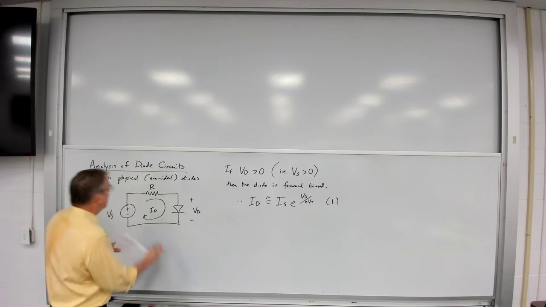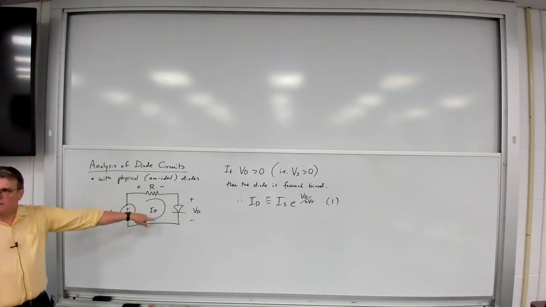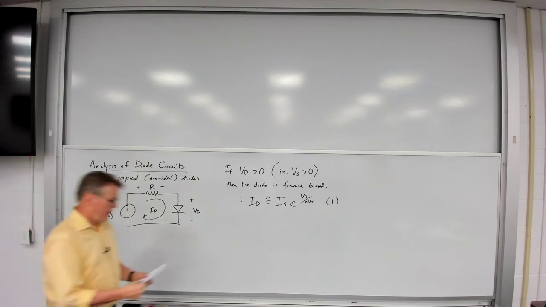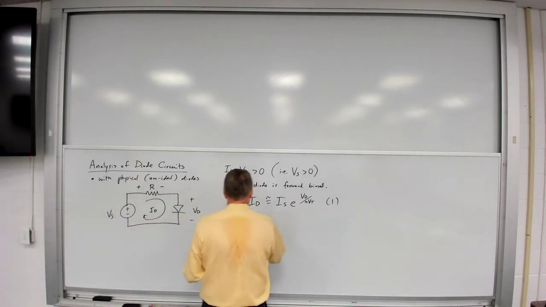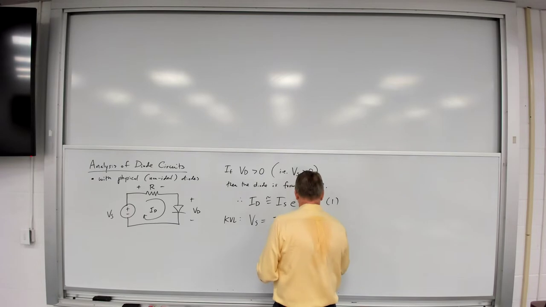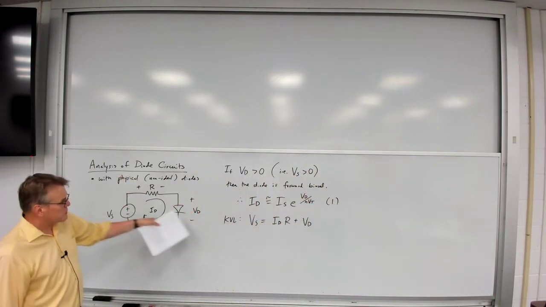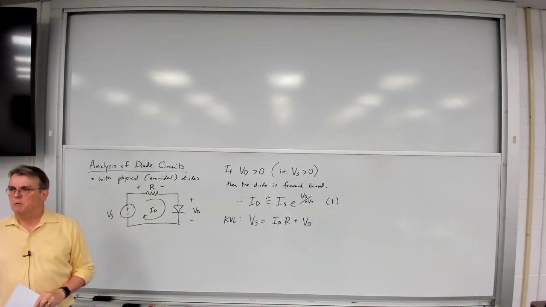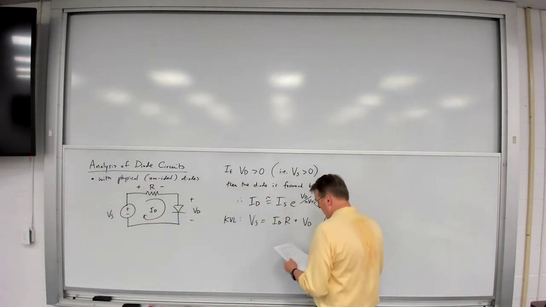Now, I'm going to write a KVL equation around this loop. VS, voltage rise, is equal to drop plus drop. KVL, 2112. I'm going to call that equation number two.